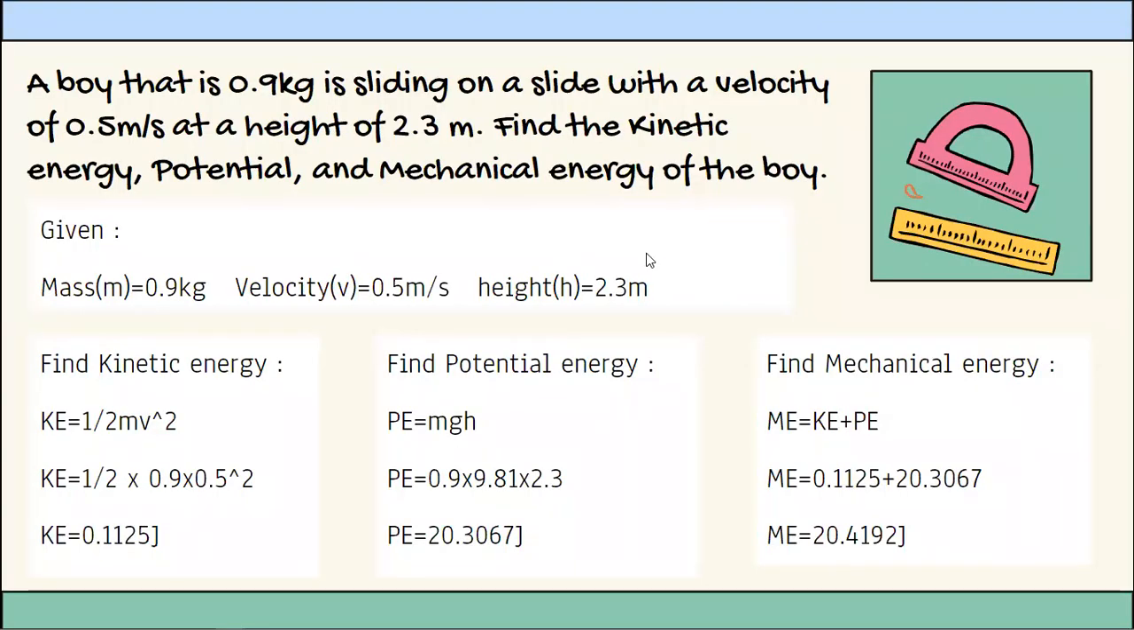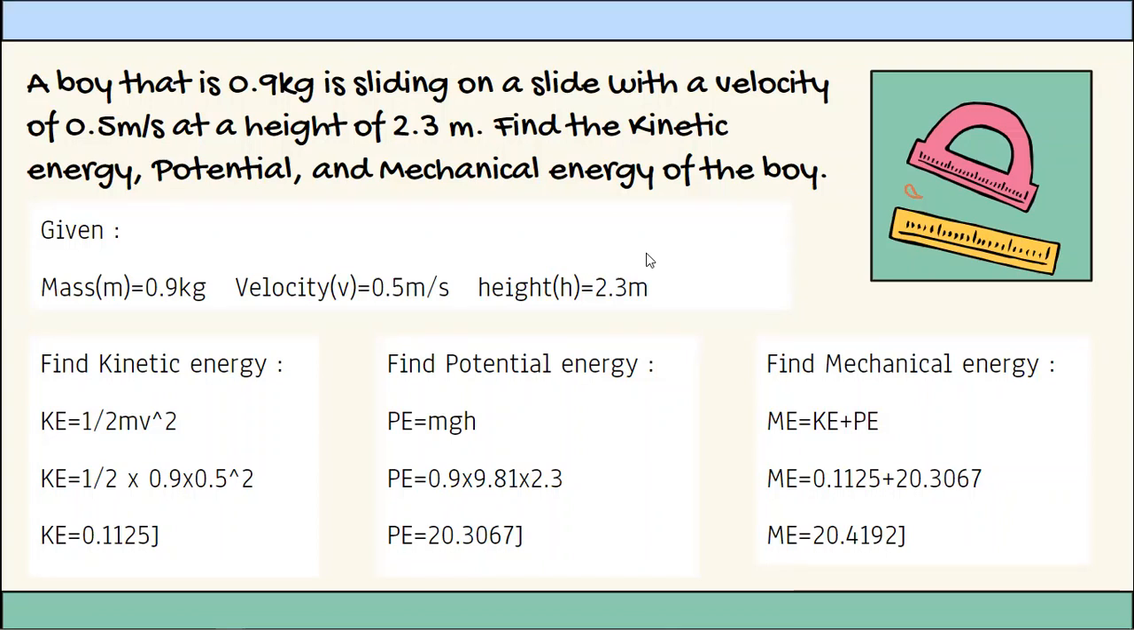We have mass, which is 0.9 kilograms. We have velocity, which is 0.5 meters per second. And we have height, which is 2.3 meters. So let's start by finding the kinetic energy. First of all, we state the kinetic energy equation, which is KE equals half times m times v squared. We replace the m and v, and we'll end up with kinetic energy equals 0.1125 joules.